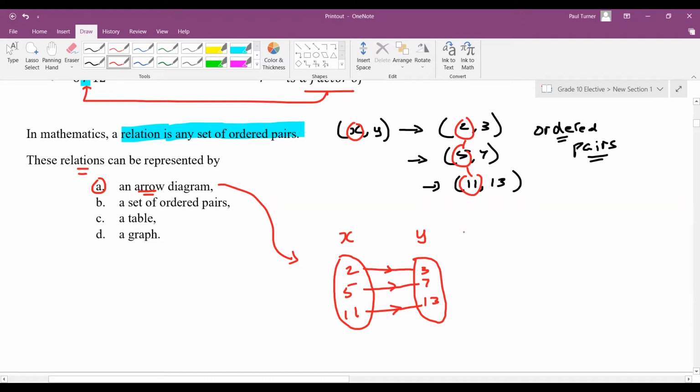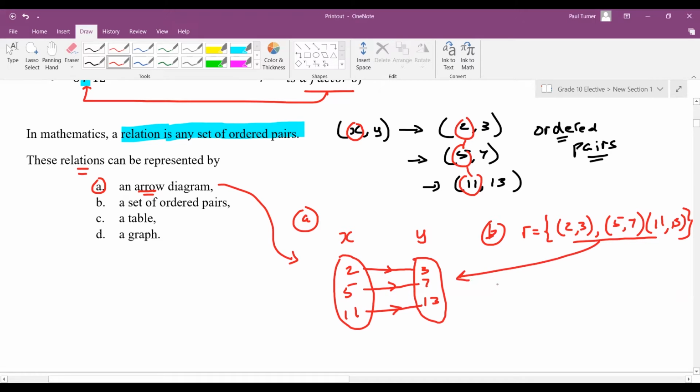Now for your ordered pairs, let's just write them again. So 2, 3. We could write them like this, using the notation R. So the first pair is 2, 3. You see now we're using set notation. Then we've got 5, 7. And R represents relation, by the way. And 11, 13. Like that. So you can write out a relation like that. If you've got this information, it's very easy to rewrite it in this form, and also you can go the other way.